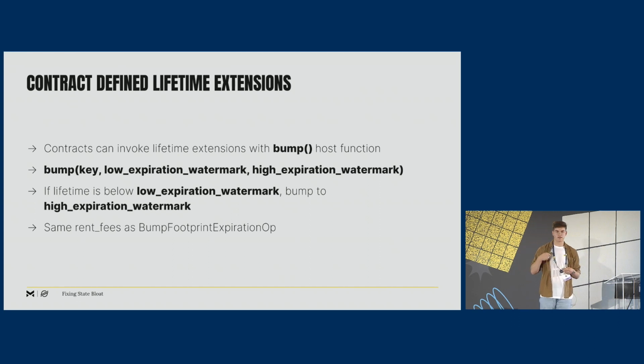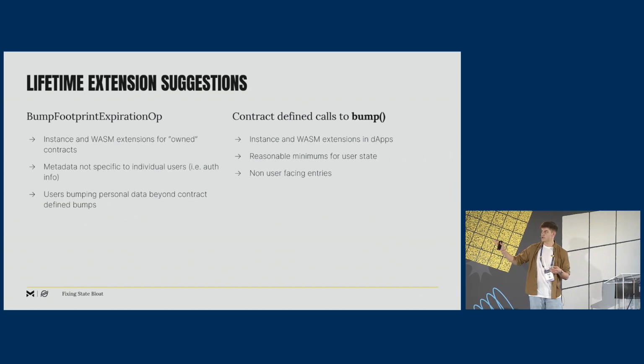So say I want to bump an entry with the low expiration watermark of 10, high of 100. If the current ledger entry lifetime is 9, the entry will then be bumped up to 100 ledgers. As far as fees, these pay the same inexpensive, cheap rent fees as a lifetime extension operation. So we have two different interfaces you can use. You can either use the lifetime extension operation on its own, or you can define this behavior in the contract itself. So when should you use one versus the other? Here are some general guidelines on when to use an operation versus defining lifetime directly in the code itself.